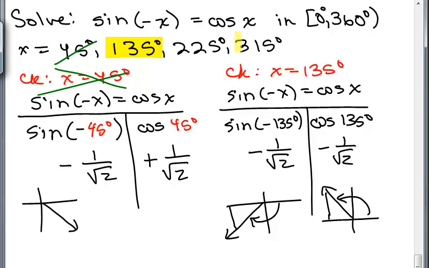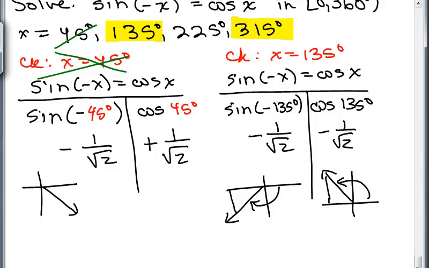All right, so that's something that I'm hoping you can do. I checked the first two. You checked the second two. All right, so our solutions then, finally, are 135 degrees and 315 degrees after we check. Now, this is only one way to solve this equation. There's two or three other ways that came to my mind. So in the next video, I'm going to show you a different way that you might have solved it.